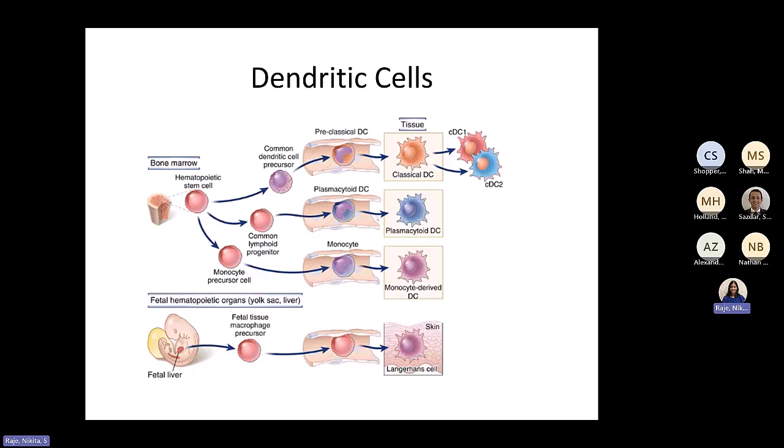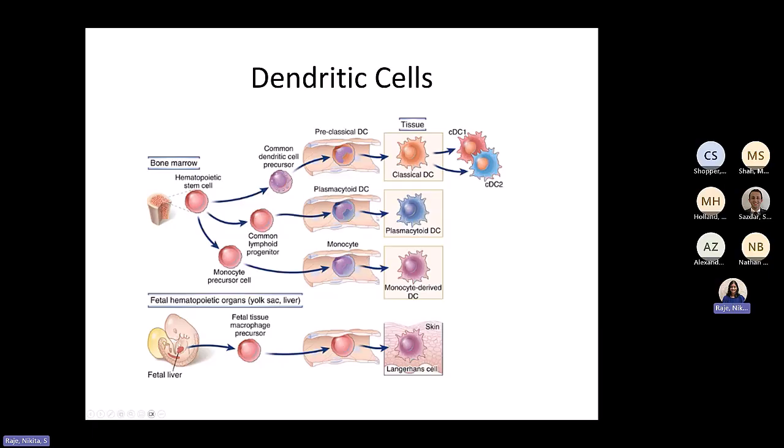Let's talk about dendritic cells. So dendritic cells come from the bone marrow, and they come from this common dendritic cell precursor and can become either classic dendritic cells or plasmacytoid dendritic cells, or they can come from the lymphoid progenitor, or the monocyte precursor that becomes a monocyte and then a monocyte-derived dendritic cell. So it can come from a variety of precursors.